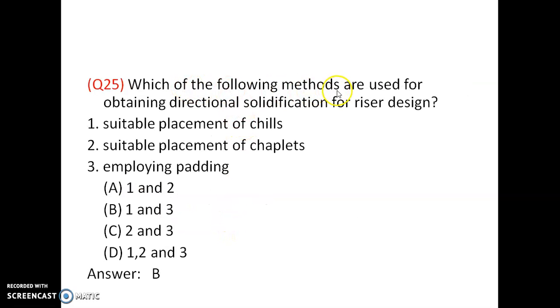Which of the following methods are used for obtaining directional solidification for riser design? Options: suitable placement of chills, suitable placement of chaplets, and employing paddings. Chaplets are used to support the cores, so option 2 is wrong. 1 and 3 are correct.